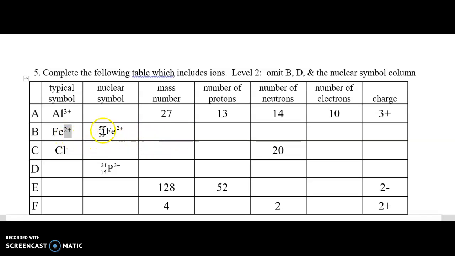The 59 is the mass number. Again, if you know that symbol, that's easy to write on. The 26 is the atomic number, which is the number of protons, so that goes right here. Using these two, we can figure out the neutrons, because remember, mass number is protons plus neutrons. So we're missing 33 here. 26 and 33 makes 59. So 33 neutrons. Now, remember, this is a charged species, so for electrons, we have to use the charge. And this one's 2 plus. 2 plus means 2 more protons than electrons. And if we have 26 protons, that must mean 24 electrons. So we filled that one in.